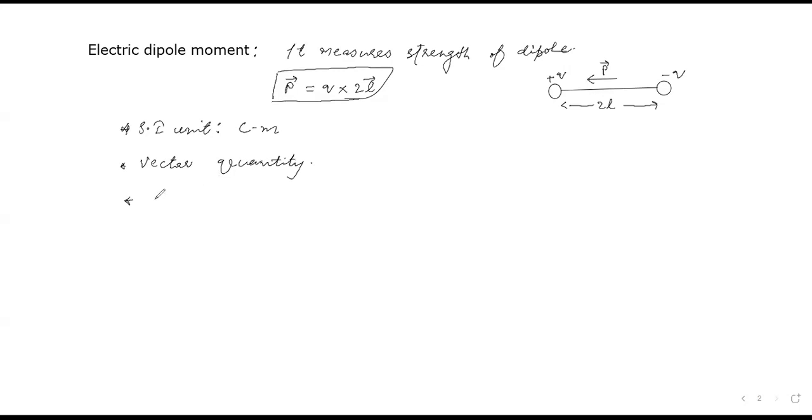And the last point, what is the direction of the electric dipole moment? The direction of the electric dipole moment is always from the minus Q charge to the plus Q charge. Okay. Note it down fast. Note it down, please.